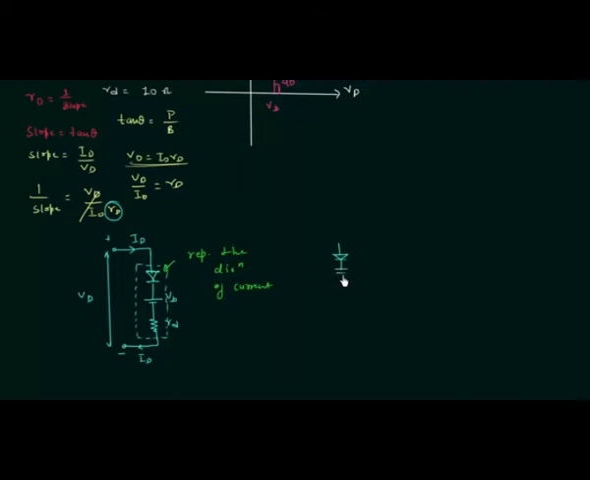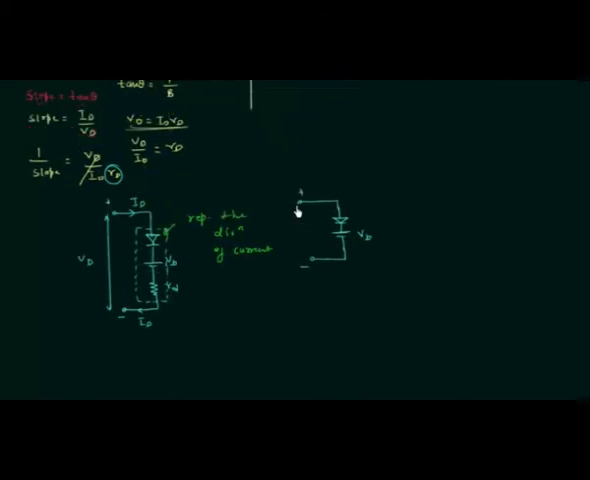Then we have the barrier potential VB, and diode resistance is equal to 0. So there are only two things. First one is the ideal diode and second one is the barrier potential. We will connect P side to the positive terminal and this side to the negative terminal, and voltage across the diode is equal to VD. Current through the diode is ID. So this is all for the constant voltage drop model.